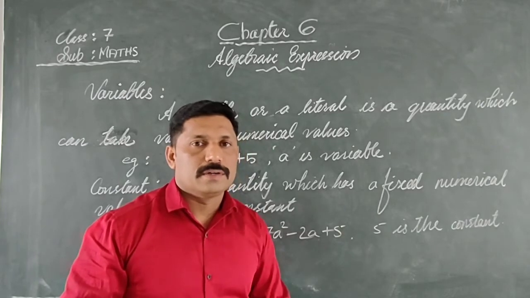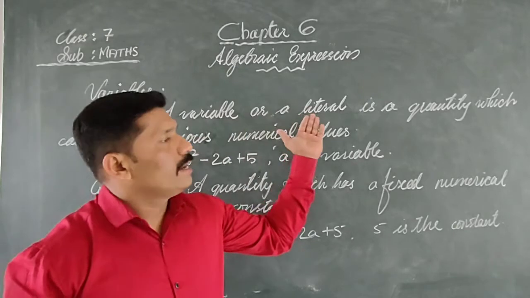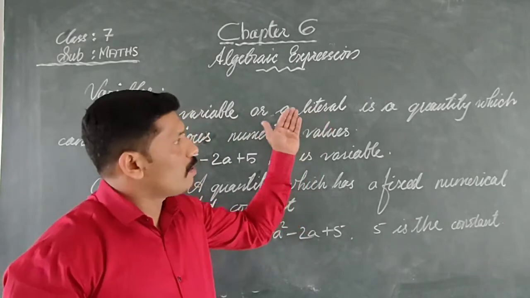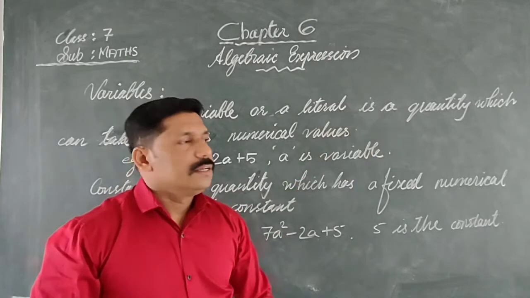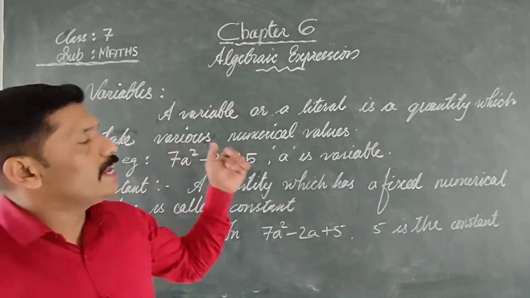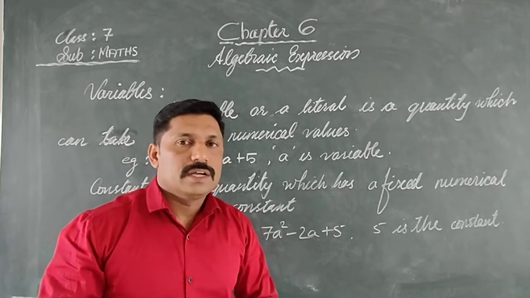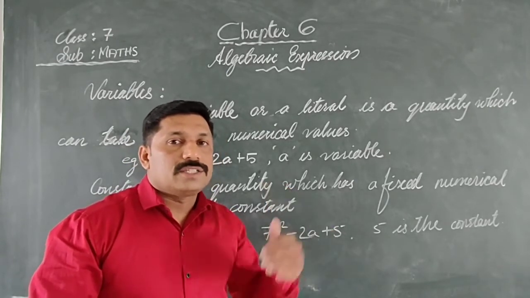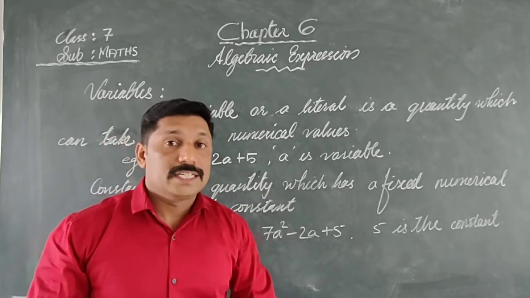First one, variable. A variable is also called a literal, which means letter, something related to letters. It's a quantity which can take various numerical values. That means its values are not fixed. The quantity that can take any numerical value is called a variable or literal.